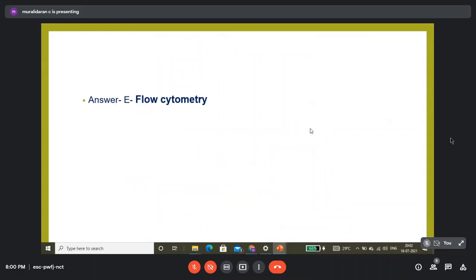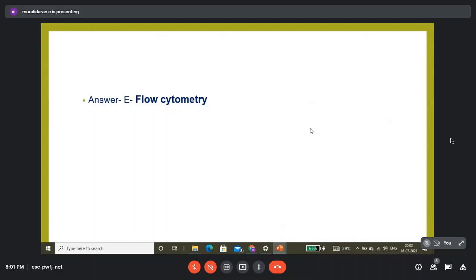So why flow cytometry? Flow cytometry is not required for a diagnosis of MDS, because till now our diagnosis is based on morphology and cytogenetics. With that only we can go. When we have to use flow cytometry, we will discuss in a few slides.